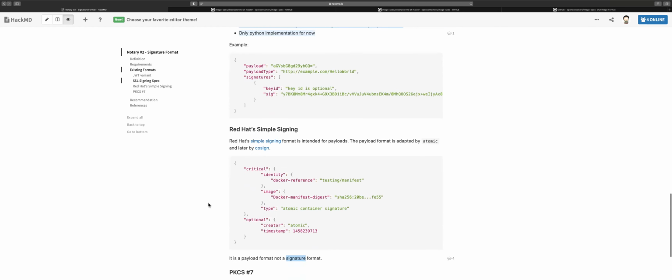We don't have the PKCS fleshed out, but I wanted to hear if anybody had strong opinions for or against it.